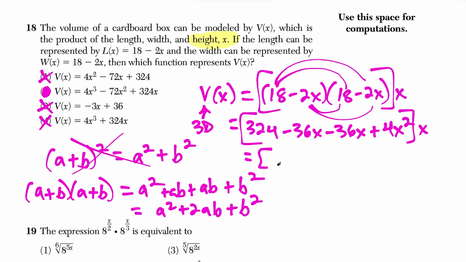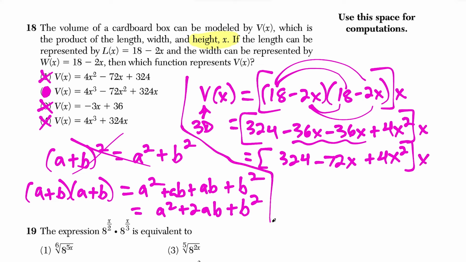So now we have in here 324. We combine these two to get minus 72x. We're just doing minus 36, minus 36. And then we have plus 4x squared. And then from here, we multiply everything by x. I'm just going to make space to block this off. So if we multiply everything by x, we have 324x minus 72x squared plus 4x to the third. Everything just gets bumped up a power of x.